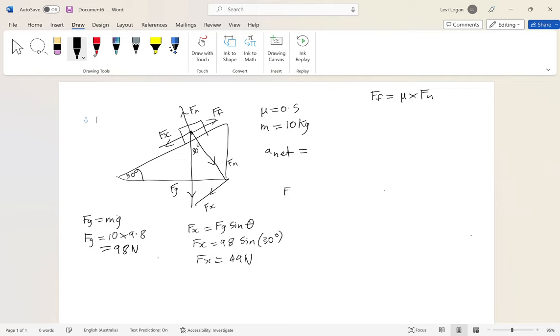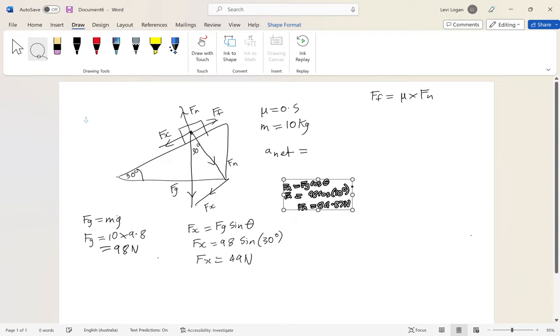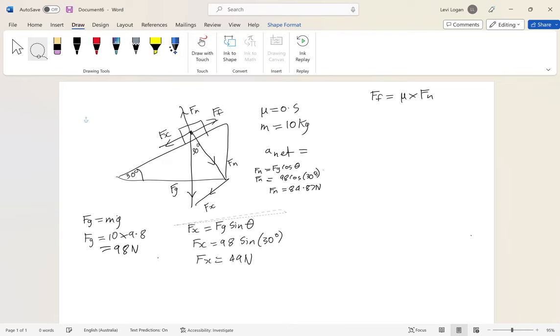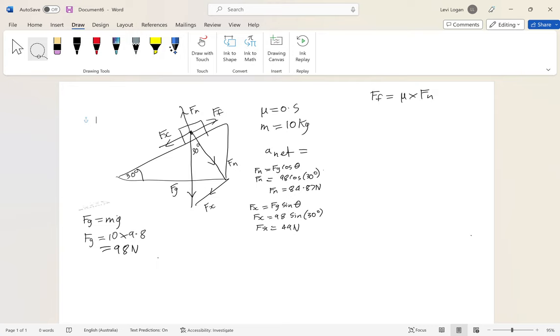Fn, our normal force, is Fg cos of theta. So it's going to be 98 cos of 30 degrees. I need a calculator for that one, I can't do that in your head. So Fn is 84.87 newtons. Right, now I'm going to make this a bit smaller so we have enough room for other stuff. I'm just going to move that there, move that just under it, and move that up here.